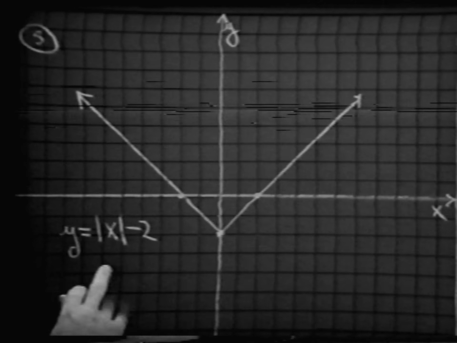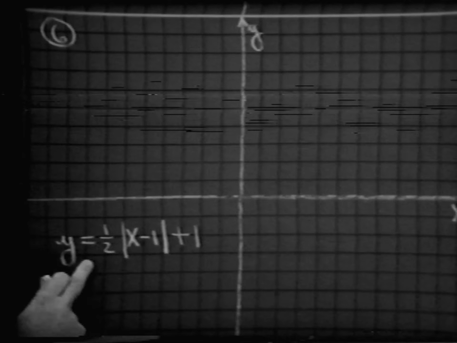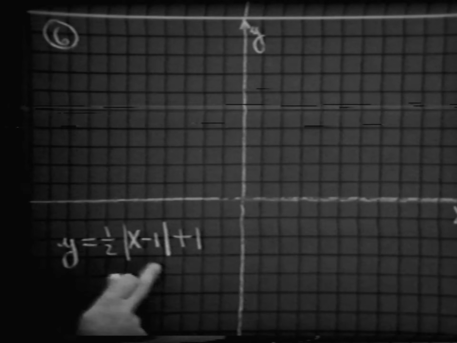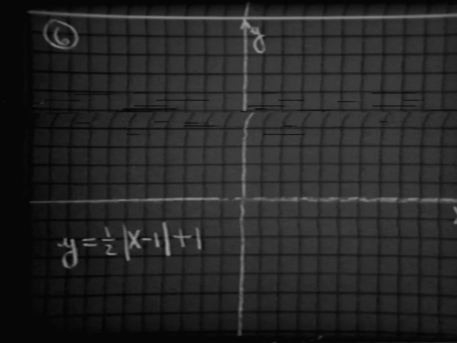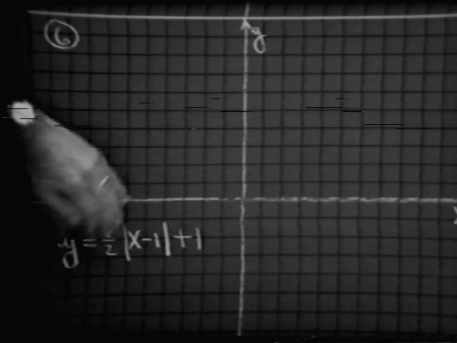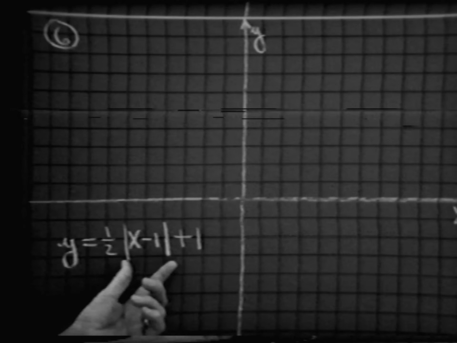Well, let's do some variations of the absolute value function. And looking at example 6, here we have y is equal to 1/2 times the absolute value of x minus 1, plus 1. Now, let's take it one step at a time. If the number 1/2 were not there, and if the number 1 were not there, we would simply have the absolute value of x minus 1.